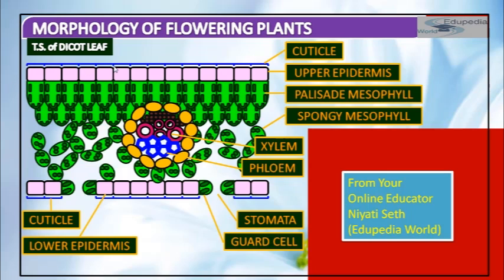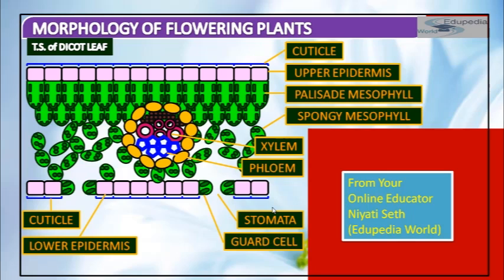See, this blue line is representing cuticle, and this blue line is representing cuticle, which is present on both the sides of the epidermis, that is the upper epidermis, also known as adaxial epidermis, and the lower epidermis, also known as abaxial epidermis. And it is seen that trichomes, which are multicellular hair-like structures, are present on the upper epidermis also and in the lower epidermis also.